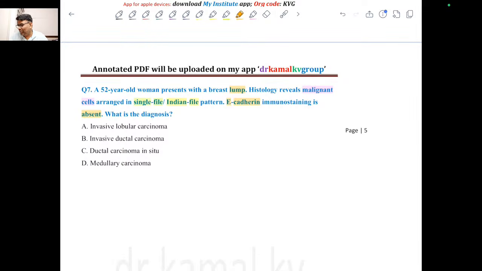Now, this is one very favorite question and it has been repeated many number of times. So here the classical keyword is single file, also known as Indian file pattern, and one more clue is that E-cadherin is absent. So these 2 points hint towards invasive lobular carcinoma. Very good, Bhavana. So this is invasive lobular carcinoma.